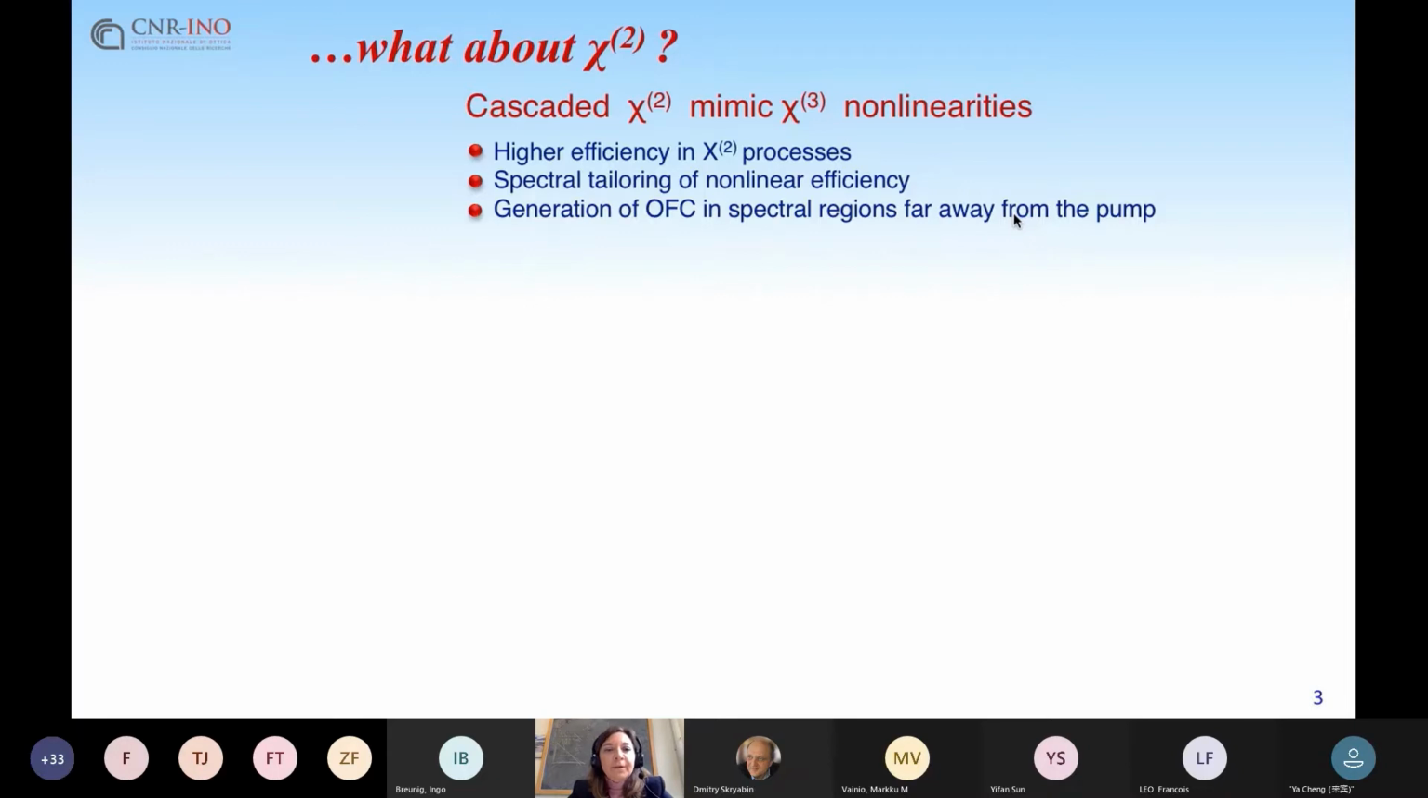So these quadratic combs could have several advantages with respect to Kerr combs, as for example, the possibility to exploit the inherently higher efficiency of K2 processes. This efficiency can be spectrally tailored over the whole transparency range of the crystal. And another crucial feature is that you can generate the frequency comb not only around the pump, but also simultaneously in spectral regions far away from the pump.